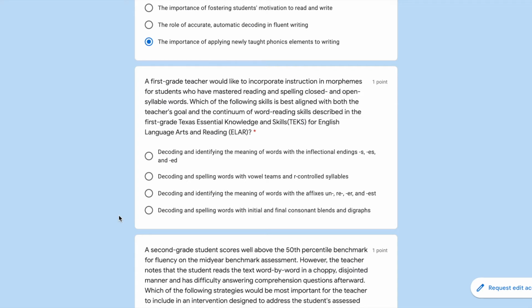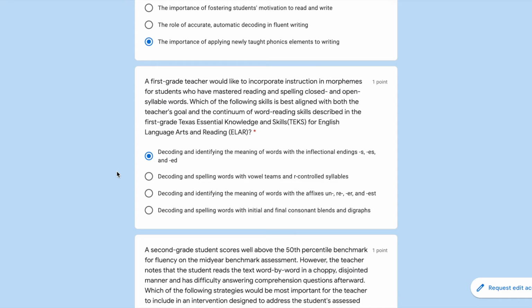All right, now we're going to go with letter A. And letter A is best here because in first grade, as you're going to have to know, the morpheme instruction should focus on decoding, which means reading, right? Focus on decoding and identifying the meaning of words with inflectional endings, these S, ES, and ED.